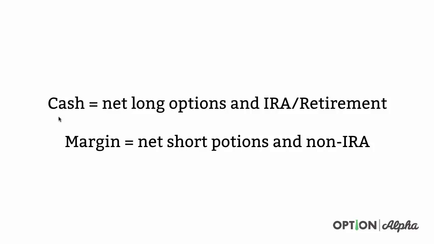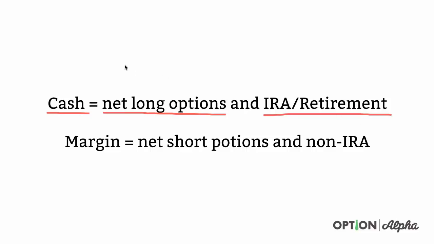Now, the first thing that you can do is you can trade on cash. Now, as the name suggests, you have to have the cash to back the trade. This is usually required on net long options, and cash is usually required in IRA and retirement accounts. IRA and retirement accounts have a little bit more of a stricter policy on the type of risk that you can take, meaning you can't trade naked options or undefined risk trades in a retirement account, because mainly you can't trade on margin in those accounts.